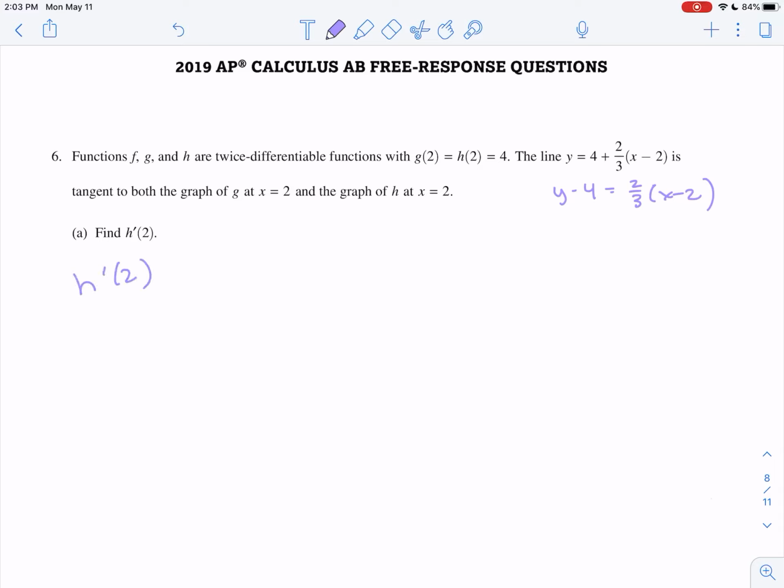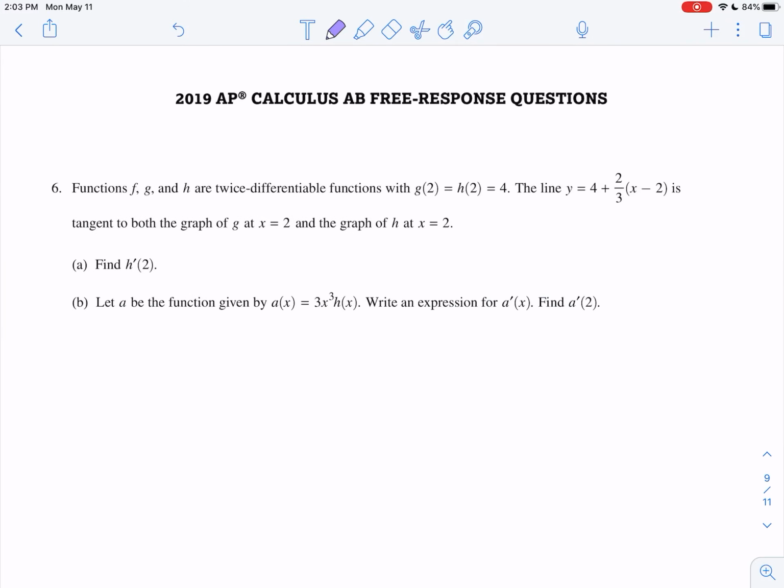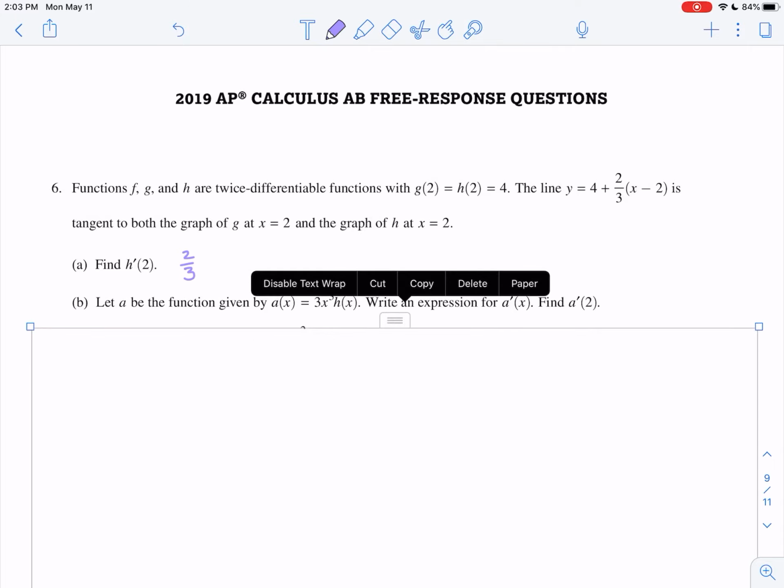Well, h prime of 2 is the slope of the tangent line of h at 2, which they said this was the tangent line, right? So that slope is 2/3. Okay, that was worth 1 point. All right, I'm putting this for reference. Okay, part B, let a be the function given by 3x squared times h of x. Write an expression for a prime, then find a prime of 2.